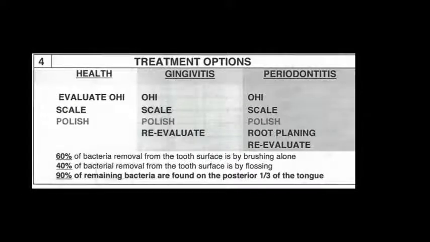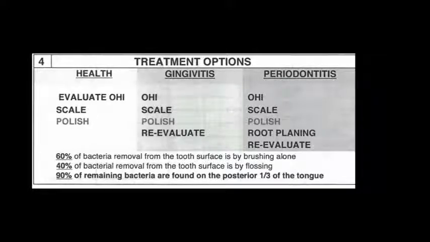The treatment options. Certainly with health, you evaluate oral hygiene instructions, you scale and perhaps remove any calculus, and go ahead and polish. If you have a gingivitis, it's exactly the same treatment, but you're going to do some scaling and you're going to want to reevaluate. Finally, with the periodontitis, you're going to give oral hygiene instructions, you're going to scale, and you're going to polish, and you're going to root plane, and then you're going to reevaluate.